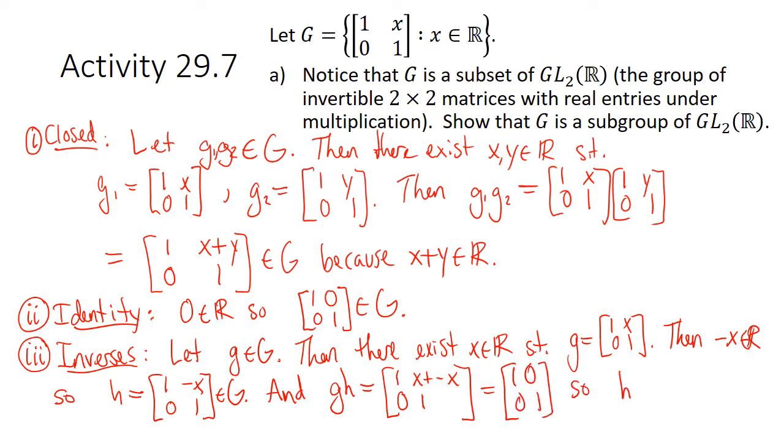So H is going to be G inverse, and that is in group G. Okay, so group G is indeed a subgroup of GL2R. Now part B was to say what familiar group you think this is isomorphic to, and you should focus on the fact that when you multiply two elements in this group, there's basically only one thing that's unique about them, and it's that upper right corner element.